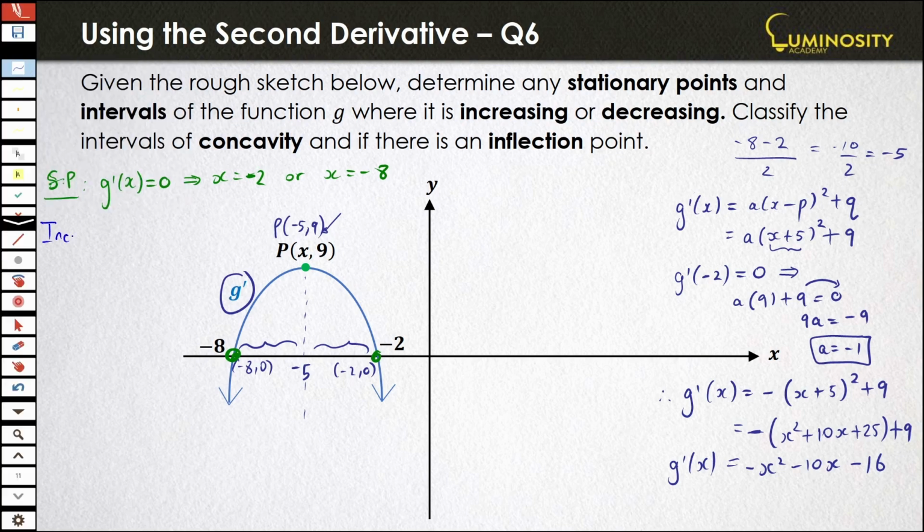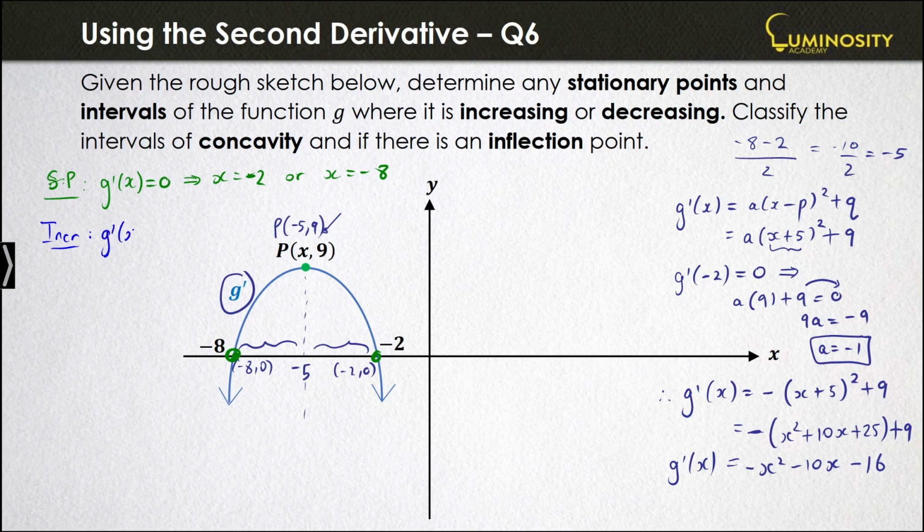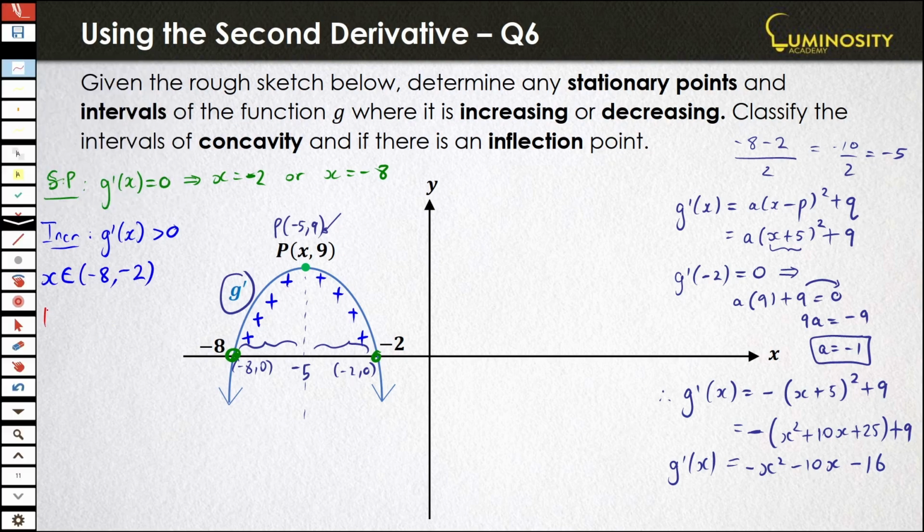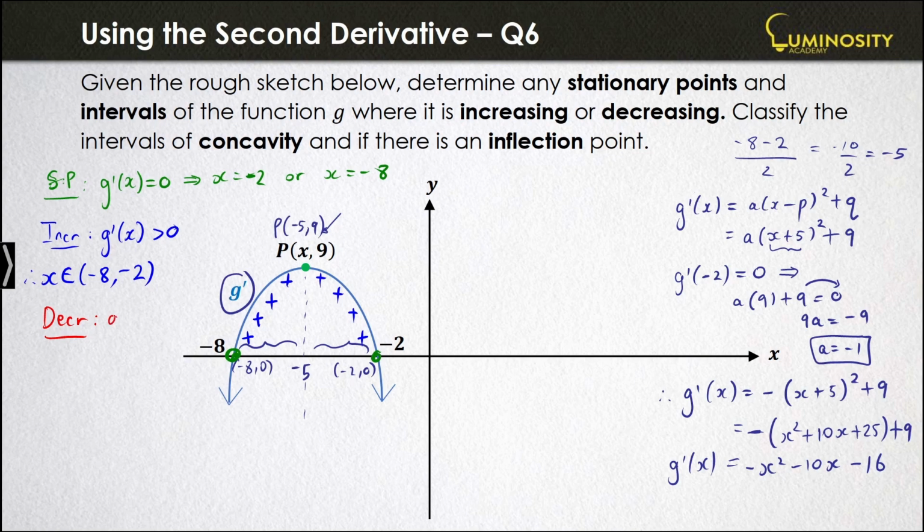What about intervals of increasing and decreasing? Increasing is when your first derivative is greater than 0. So visually, we're looking for when this graph is positive. It's positive up here. So therefore, the interval is x is an element of (-8, -2). What about intervals of decreasing? Visually, what does that mean on the graph? That means your first derivative is negative, so where the y values of this g prime graph are negative. That is to the left of -8. So x is an element of (-infinity, -8).